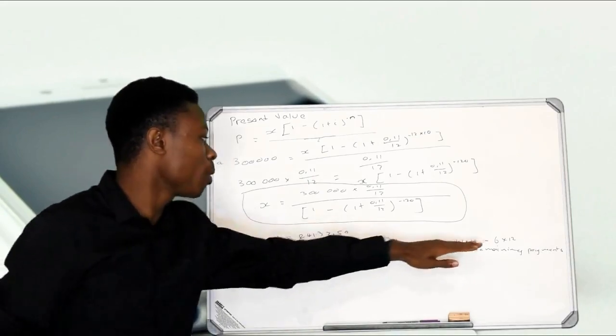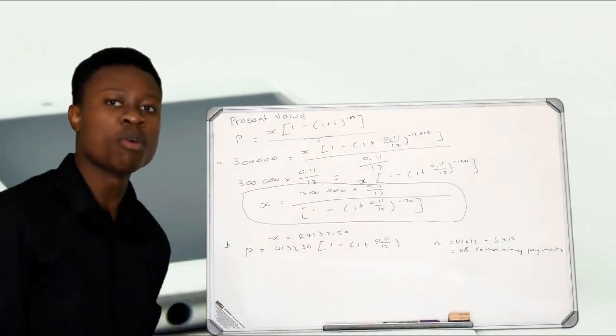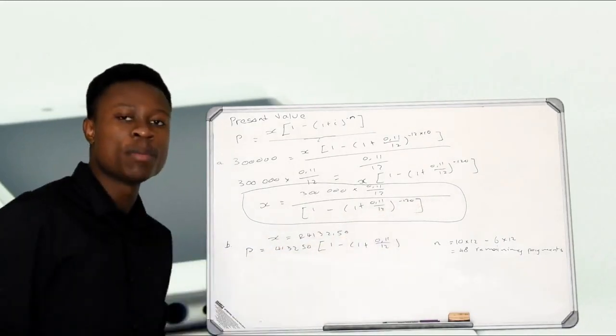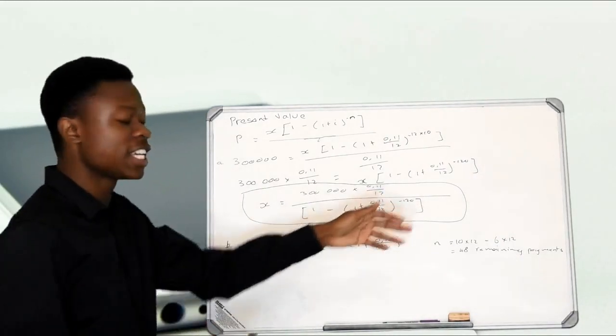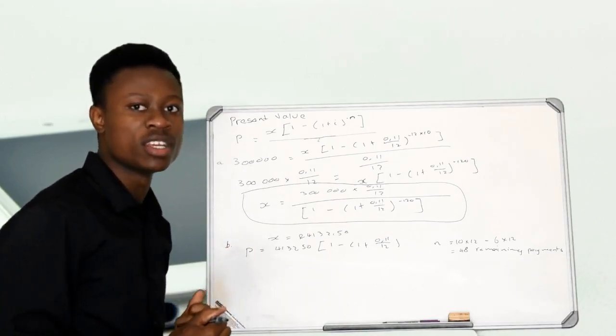So if you look at my formula, this will always work. It will be 10 times 12, which is the total number of payments, minus the number of payments that she has made for 6 years. So she has made 6 times 12 payments already.